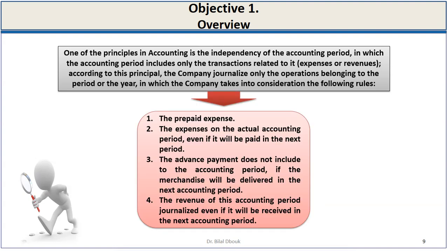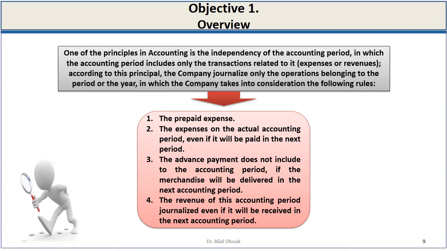The first is prepaid expenses, because sometimes we pay expenses in advance. The second rule is that expenses belong to the accounting period, even if they will be paid in the next period. It means that all expenses related to the specific year I am working on, I must record them even if they will be paid in the next period. So when the expense actually occurred, even if sometimes it is paid for the next accounting period in advance, I must record it as an expense in advance.